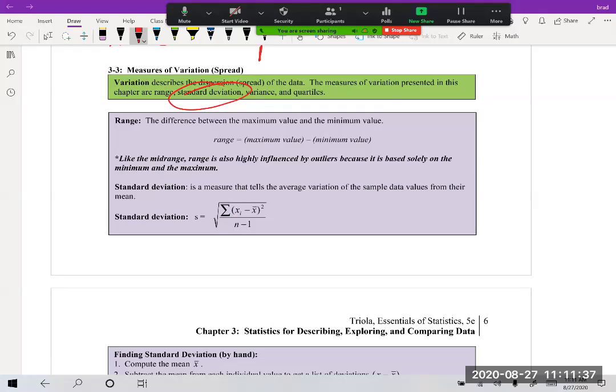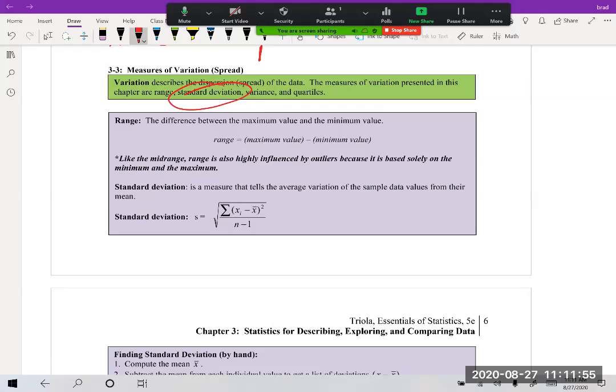Okay. So the range is pretty straightforward. The difference between the maximum value and the minimum value. It's very straightforward. You just take the biggest value in the problem, you take the smallest value in the problem, you subtract them, and however far that was, we call that your range. The range is also highly influenced by outliers.